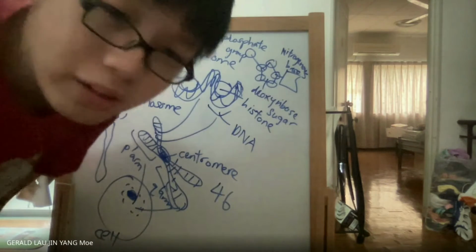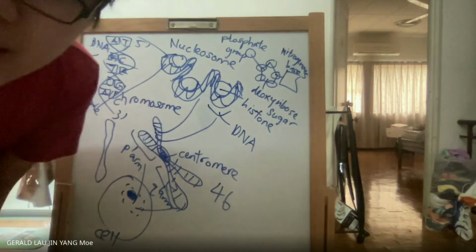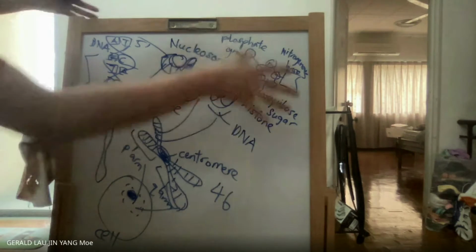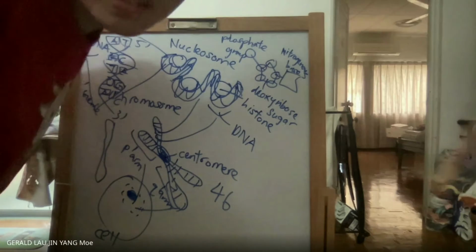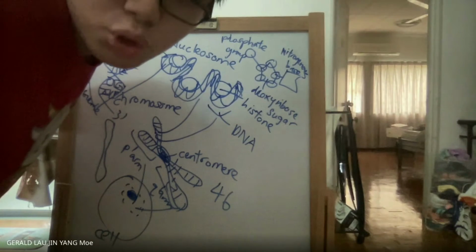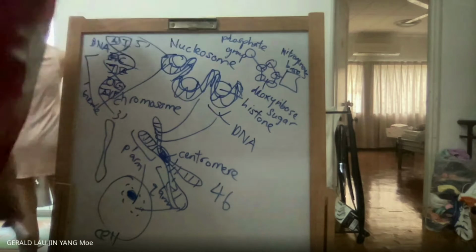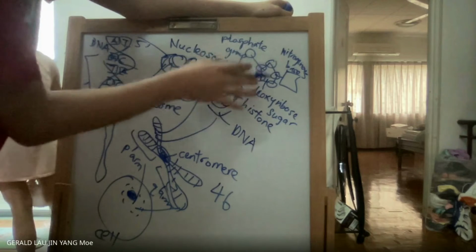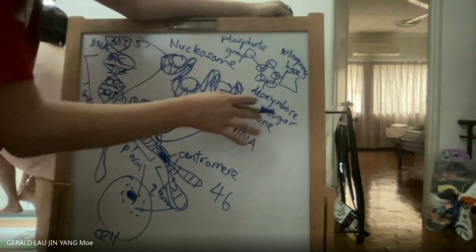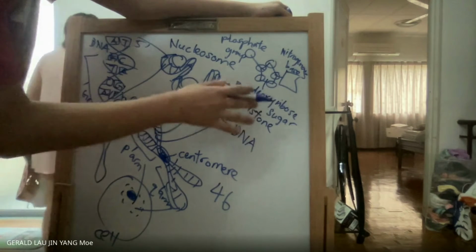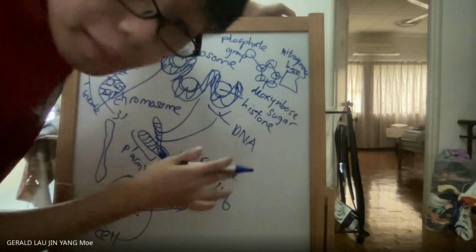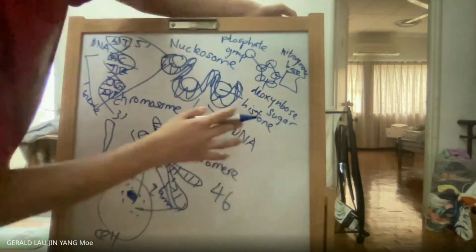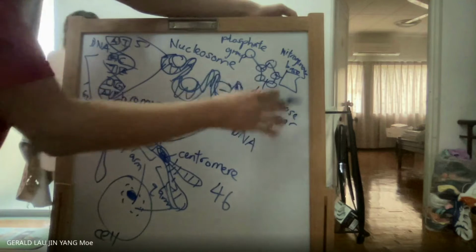I hope the words are clear. Is it clear? If the number of carbons changes, the name of the sugar also changes. It depends, but in DNA, you just focus that it is called deoxyribose sugar. Pentose will become something else, but we just focus on deoxyribose sugar.